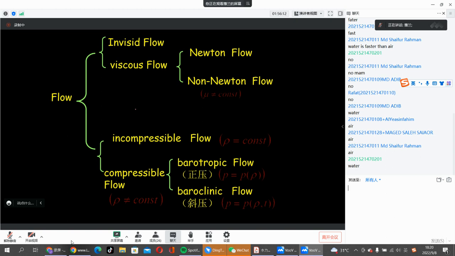For example, we have the Mach number, which is the velocity divided by the speed of sound. If it is smaller than 0.3, we regard it as incompressible flow.